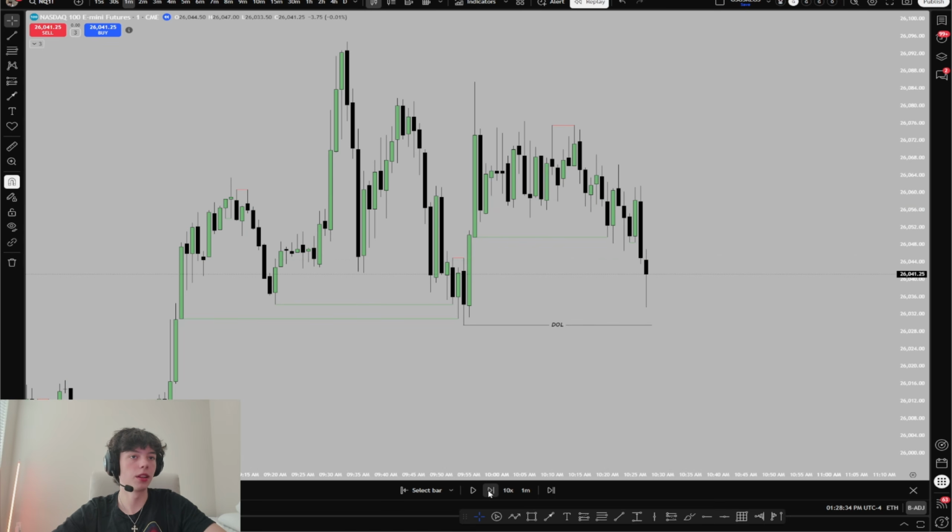We're going to see if we get close to this level. Okay. As you can see right here, we got very close to this level, but we haven't swept it yet.